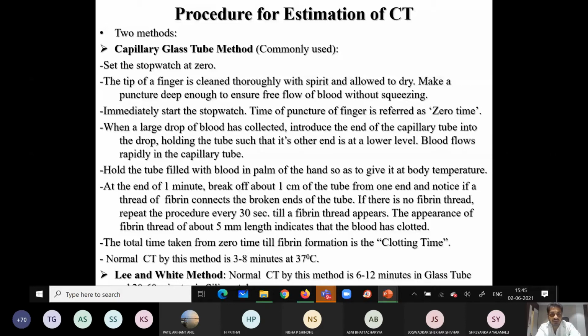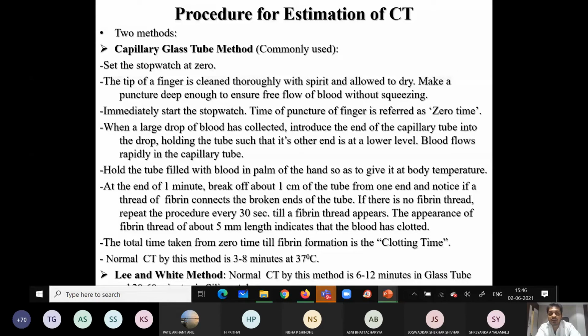At the end of 1 minute, break off about 1 centimeter of the tube from one end and notice if a thread of fibrin connects the broken ends of the tube. If there is no fibrin thread, repeat the procedure every 30 seconds till the fibrin thread appears. The appearance of a fibrin thread of about 5 millimeter length indicates the blood has clotted.